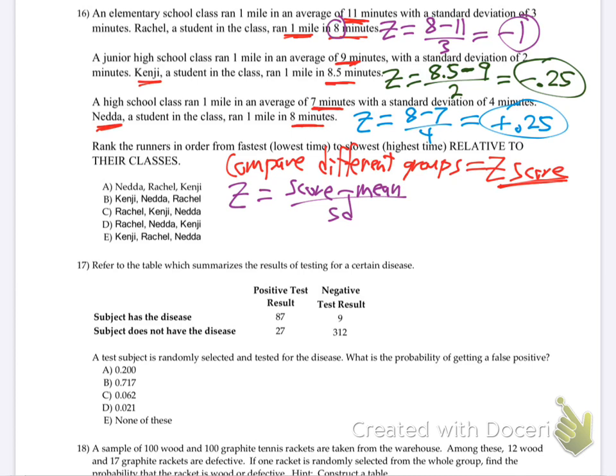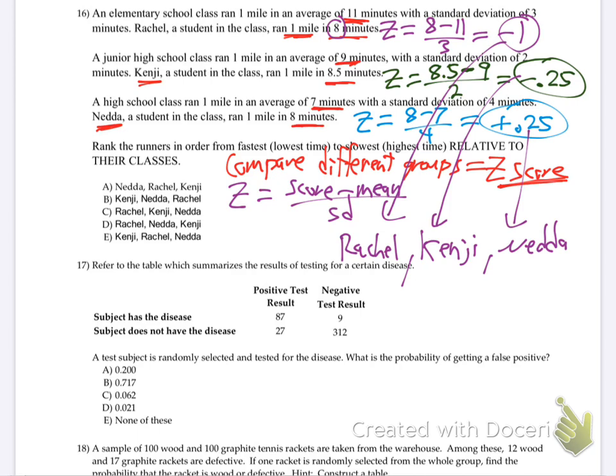So we're supposed to rank the runners from fastest to slowest. Who's the fastest compared to their group? Yeah, Rachel. Rachel's fastest. Next comes Kenji, and then last comes Neda. So whatever answer that is, Rachel, Kenji, Neda, C it is. That good? Remember that Z-score stuff?